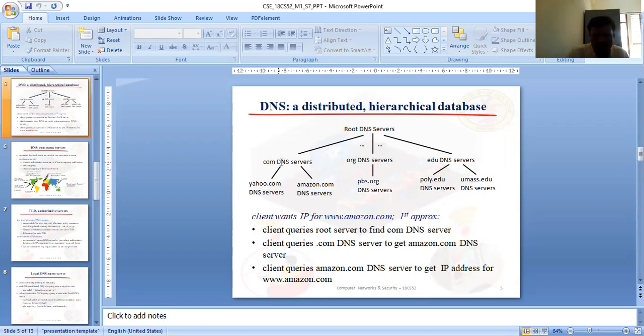Again, it is passed on to the .com servers, and then to the Amazon.com servers. It gets back to the Amazon.com servers, that is, the web servers. Then it is sent back to the requesting client. So the domain name and the corresponding mapped IP address will be sent. This is exactly what the DNS system contains.